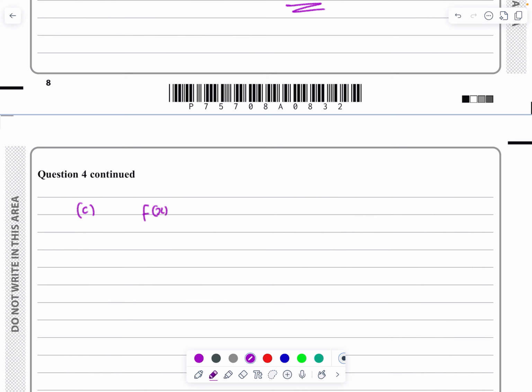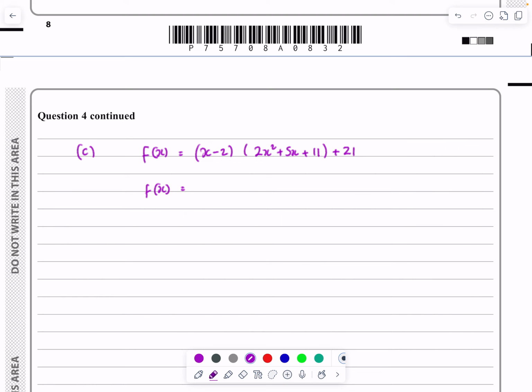We know that f(x) is equal to x minus 2 multiplied by 2x squared plus 5x plus 11 now, because we know what k is, plus 21. So let's expand that, simplify, let's get what this is as a cubic. So it's going to be x multiplied by that bracket, which gives me 2x cubed, 5x squared, 11x. Then it's going to be minus 2 multiplied by the bracket, so minus 4x squared, minus 10x, minus 22, plus the 21. So finally, f(x) will be, in its simplified form, 2x cubed plus x squared plus x minus 1.